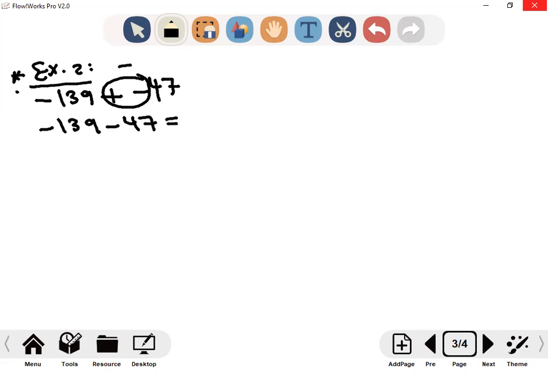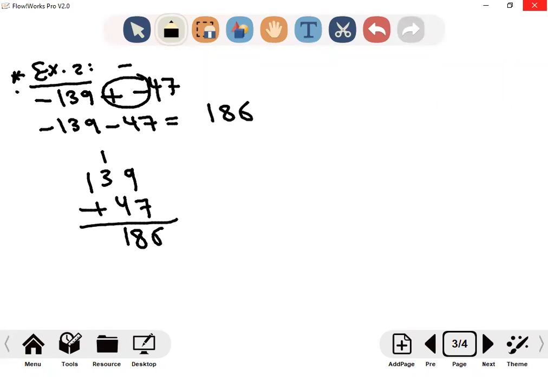Now we ask ourselves, what is the sign of the 139? What is the sign of the 47? Similar signs or different signs? Do we add or subtract? Let's add. 139 plus 47, right? 9 plus 7, how much? 16, 8, 1. So the addition is 186. We add and put the same sign. Don't forget that.